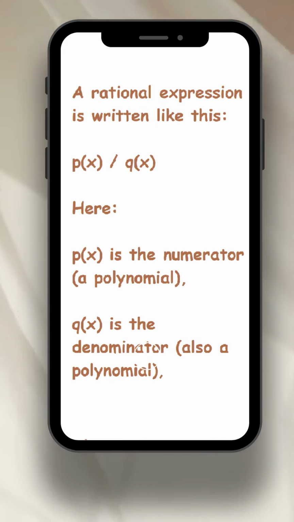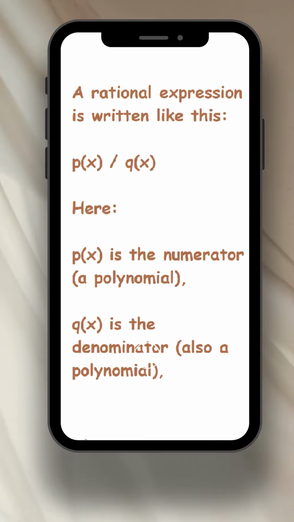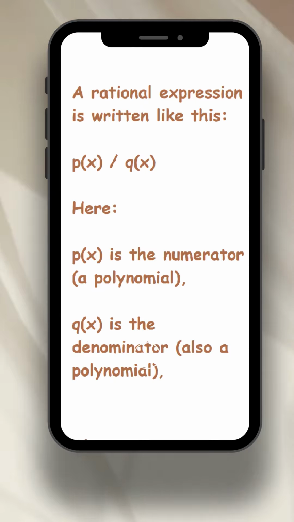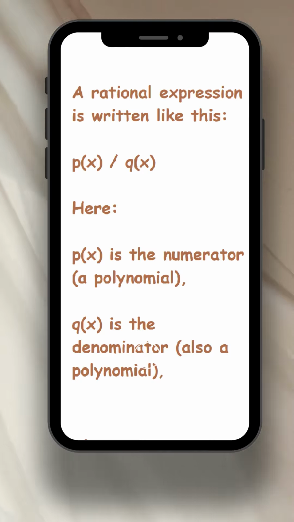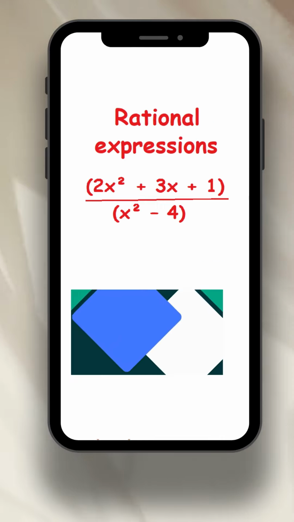Now, when we move from rational numbers to rational expressions, we are doing something very similar. A rational expression is like a fraction, but instead of just whole numbers, it uses polynomials. The top part, or numerator, is a polynomial. The bottom part, or denominator, is also a polynomial. But again, just like with rational numbers, the bottom, the denominator, must never be 0.